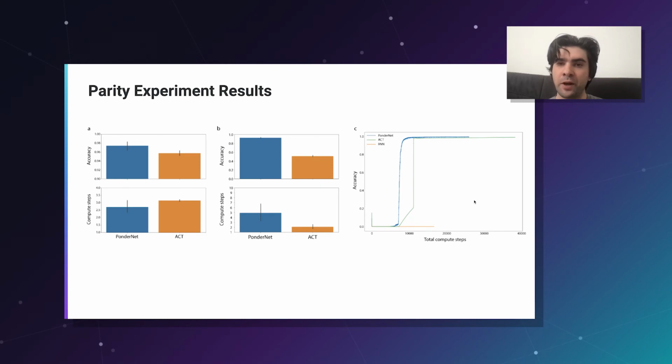Similarly, on the right here, we see the total number of compute steps. Here you're able to see that PonderNet is able to reach acceptable accuracy much faster than ACT, and basically always better than just a traditional RNN, which doesn't perform on this task at all.